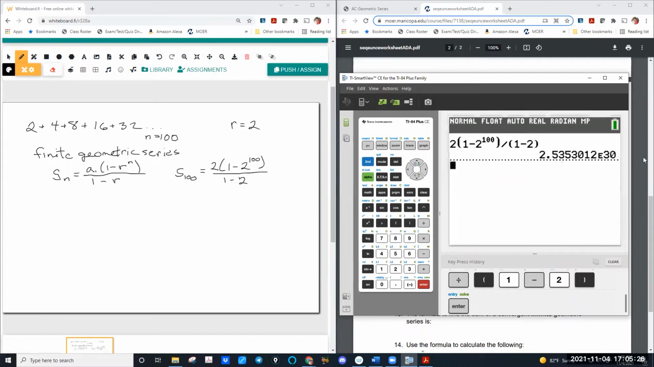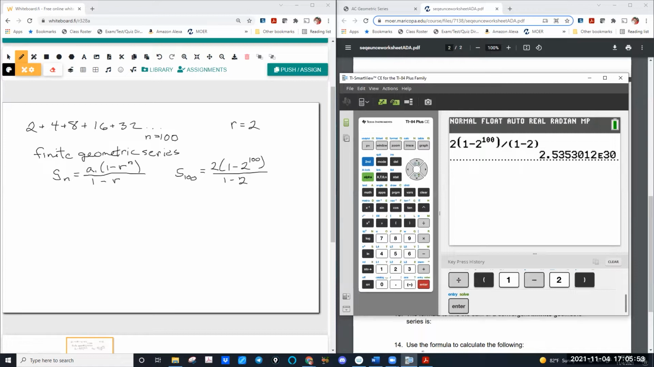So we get 2 point... This is in scientific notation. It is a huge number. If you can imagine doubling 100 times, it's quite a large number. 2.535312 times 10 to the 30. Okay. So this is for our finite geometric series. To do the sum, you need 3 things: first term, common ratio, and number of terms.